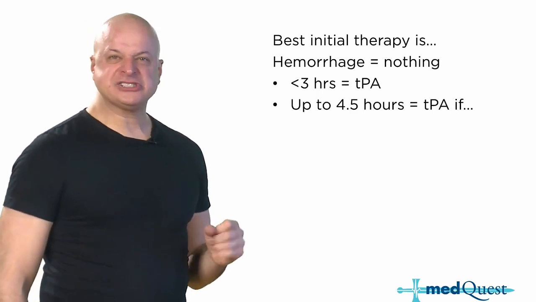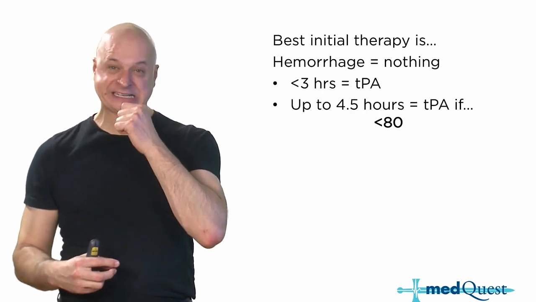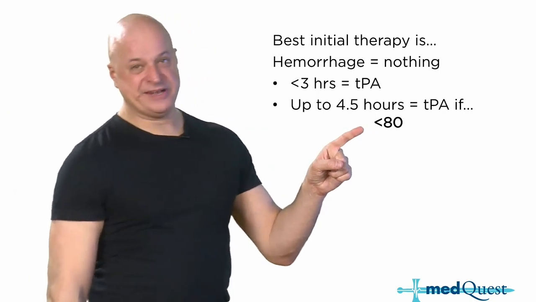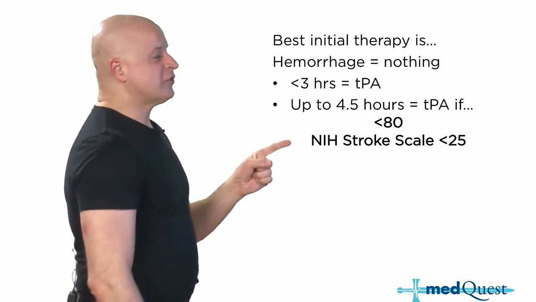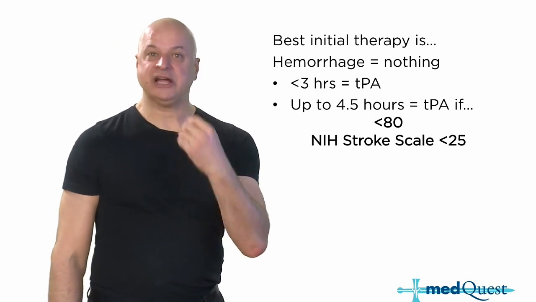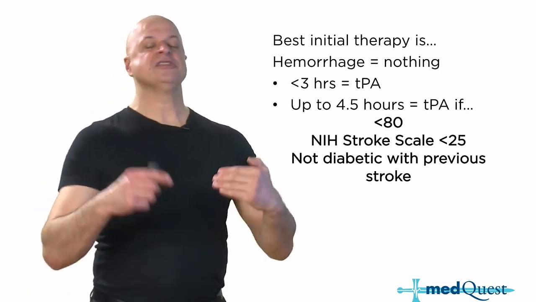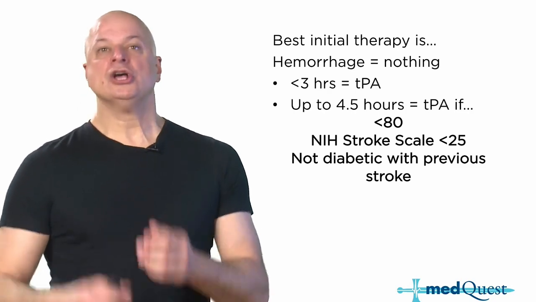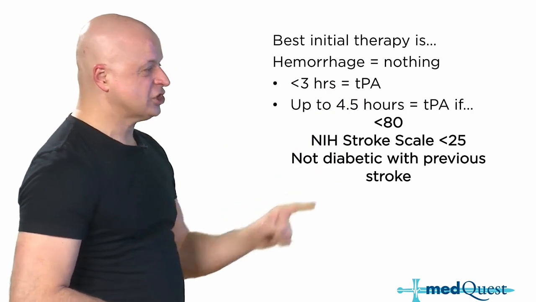So you do it if the person is not terribly old, because we know as people age, the blood vessels in their brain become more fragile, and therefore the risk of dying of a bleeding becomes more than the benefit of the thrombolytics. We know also that really severe strokes tend to bleed more. So you have to have an NIH stroke scale that's more mild, because really severe strokes fracture and you bleed into your brain. We also don't want to give it to diabetics with previous strokes, because again, the blood vessels are fragile, or people on active anticoagulation like a NOAC. So you can go up to 4.5 hours as long as the risk of bleeding is low.